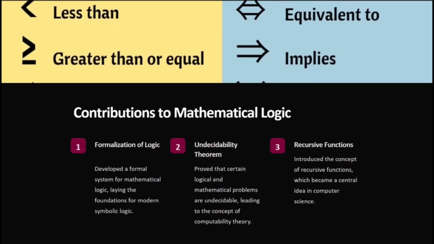Now, some of his major contributions in mathematics. First is Church's theorem. A major contribution of Alonzo Church is Church's theorem, which proved the unsolvability of the decision problem. This theorem demonstrated that there is no general algorithmic method to solve all mathematical problems.